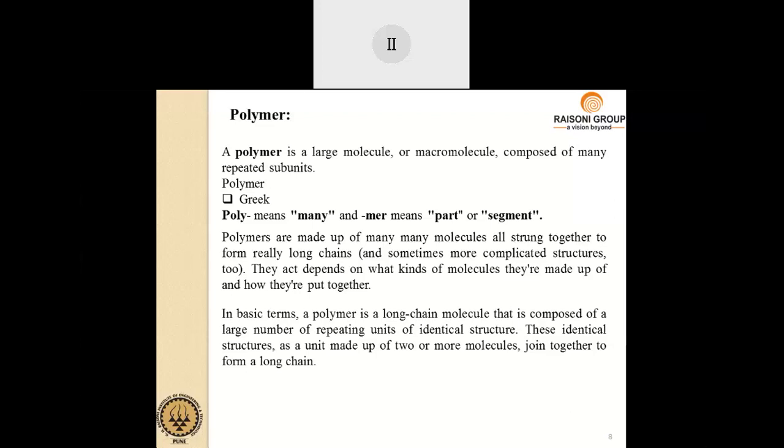Please note it down that there are numbers of molecules, and those molecules come together to form a long chain, and they make this polymer. So always remember that the structures of these molecules are identical, the same.